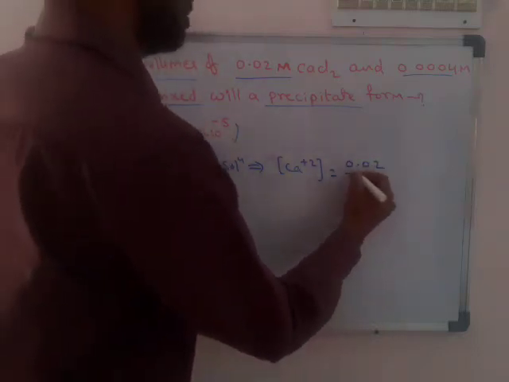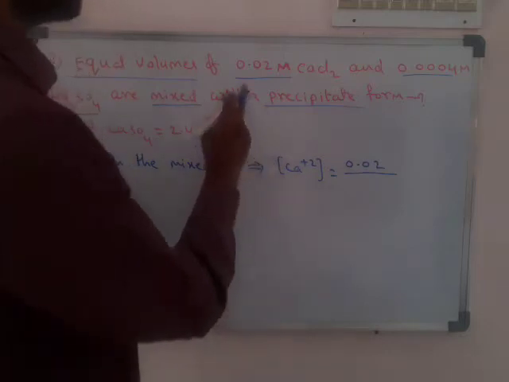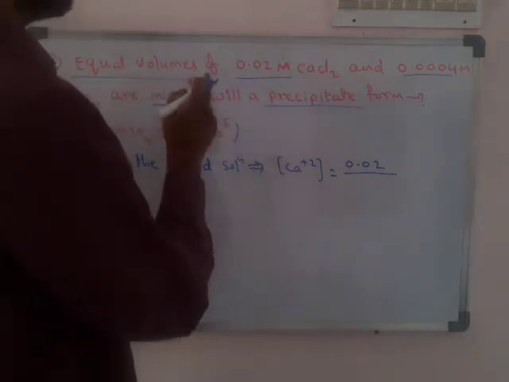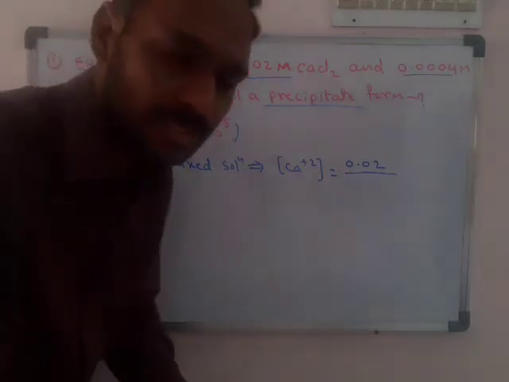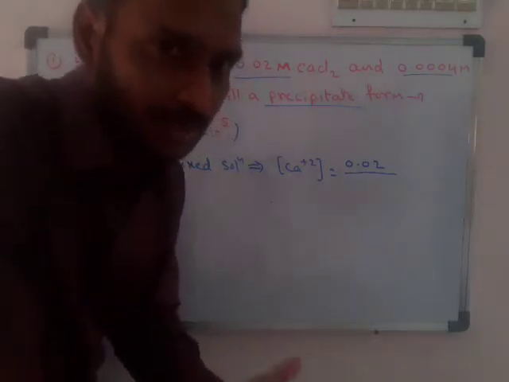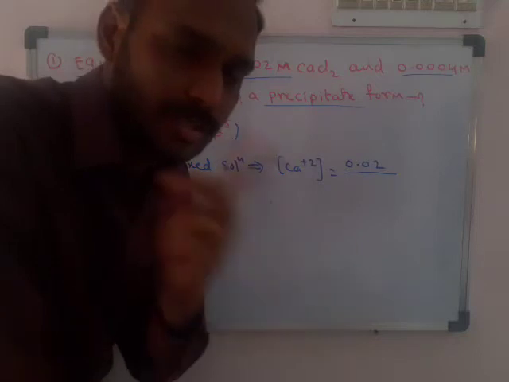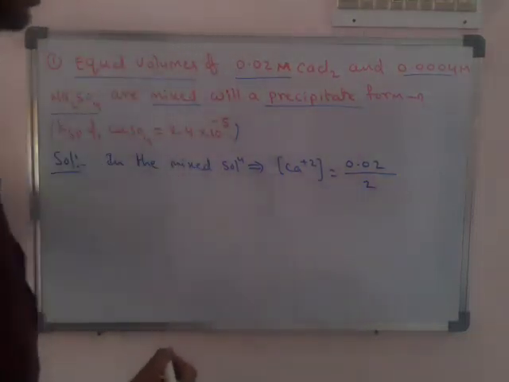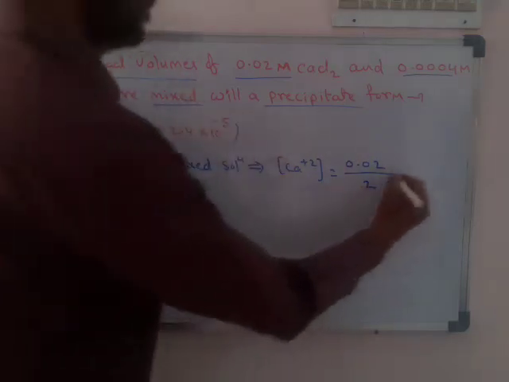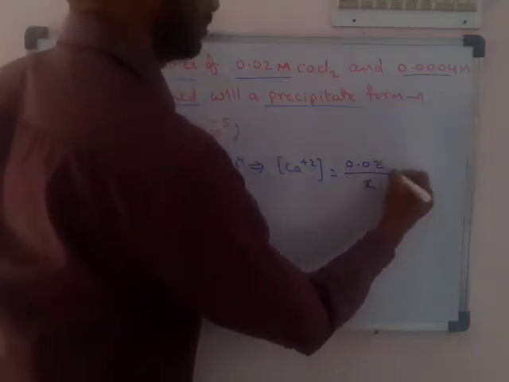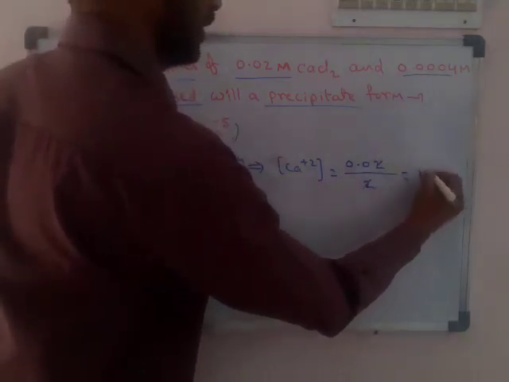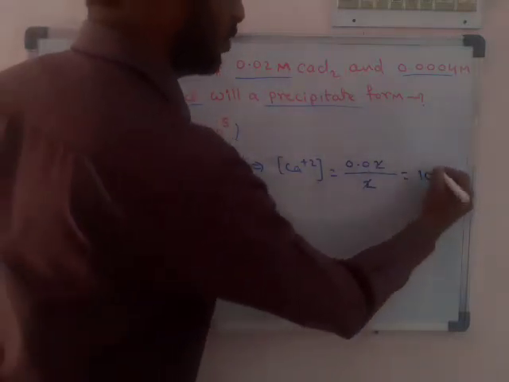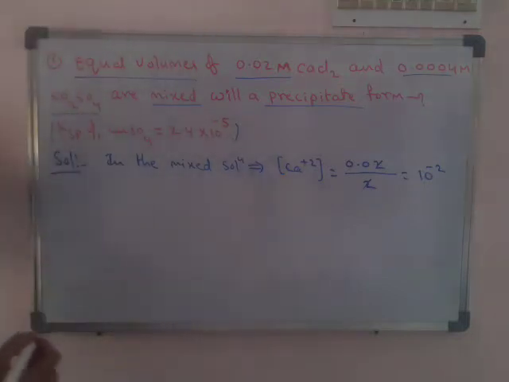Next, what is the total volume? In single volume it is having 0.02, but the equal volumes are mixed. Equal volumes are mixed means the volume will be double. The volume will be double means the concentration will be halved. So that is 0.02 by 2, it becomes 0.01, that is 10 to the power minus 2.